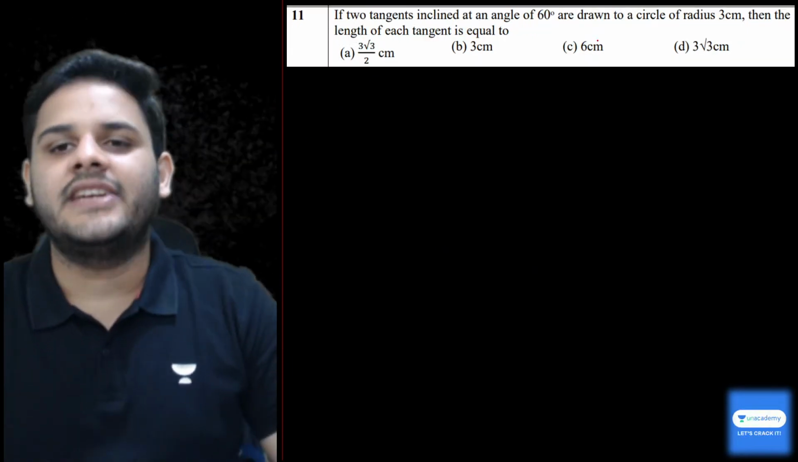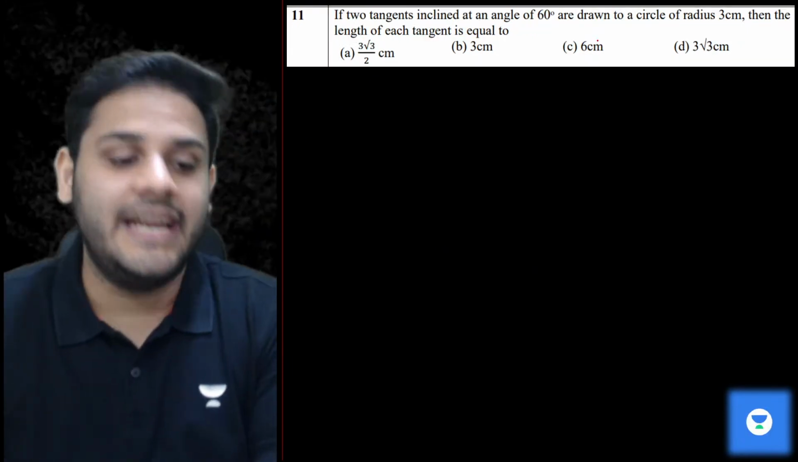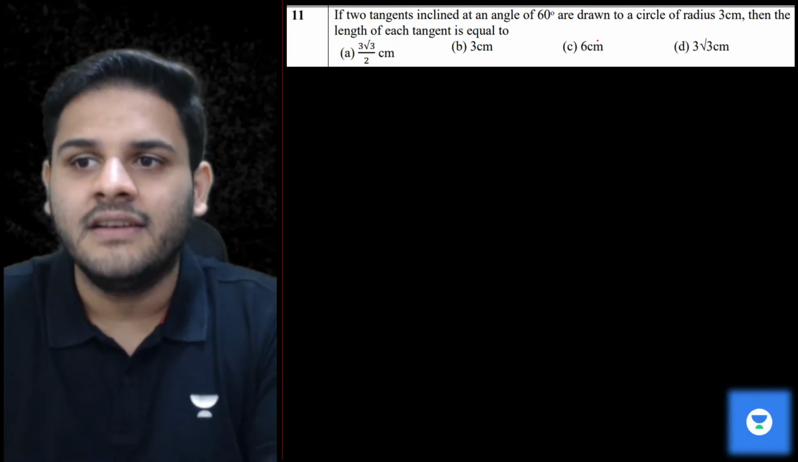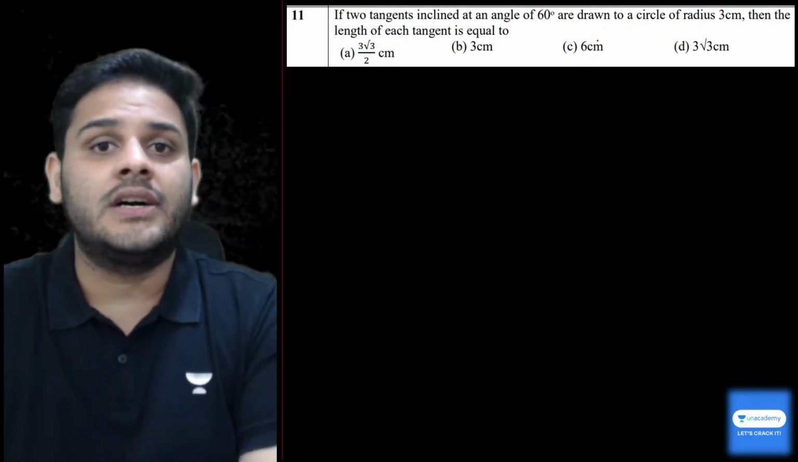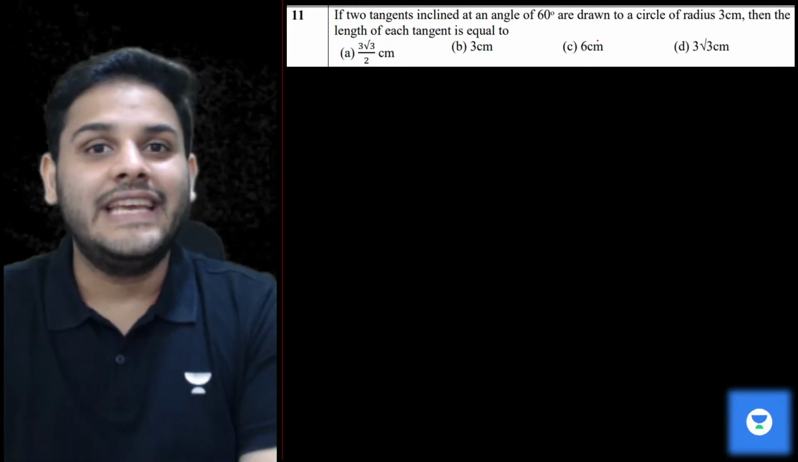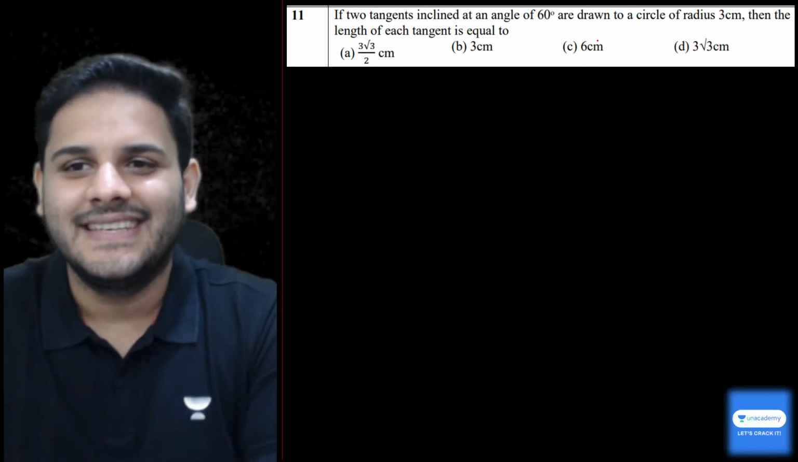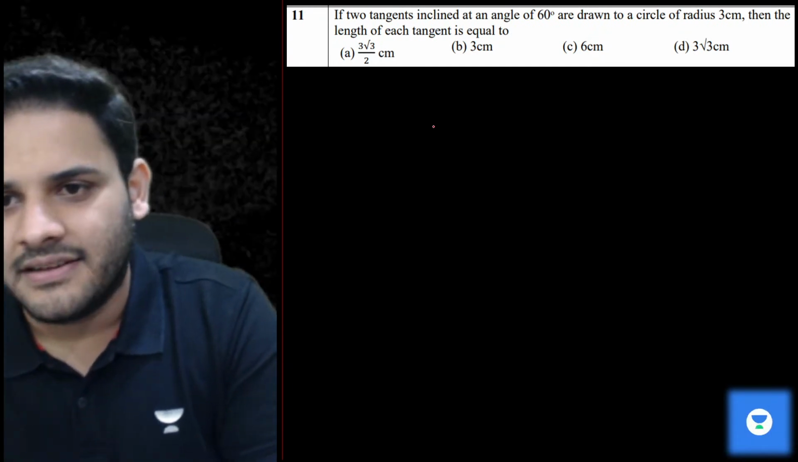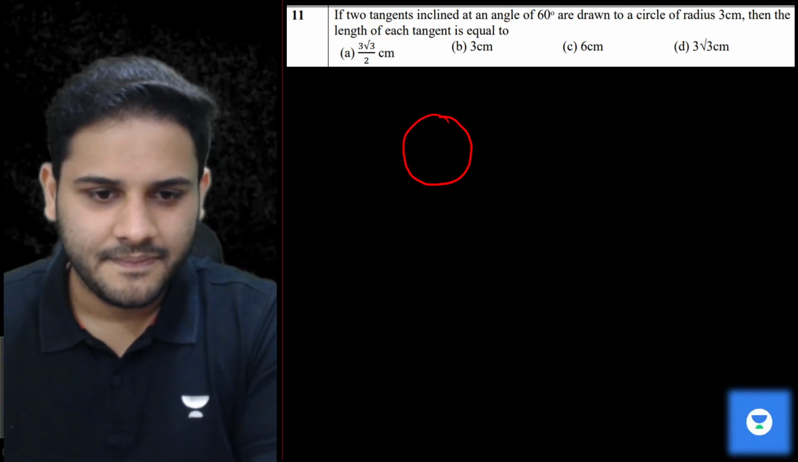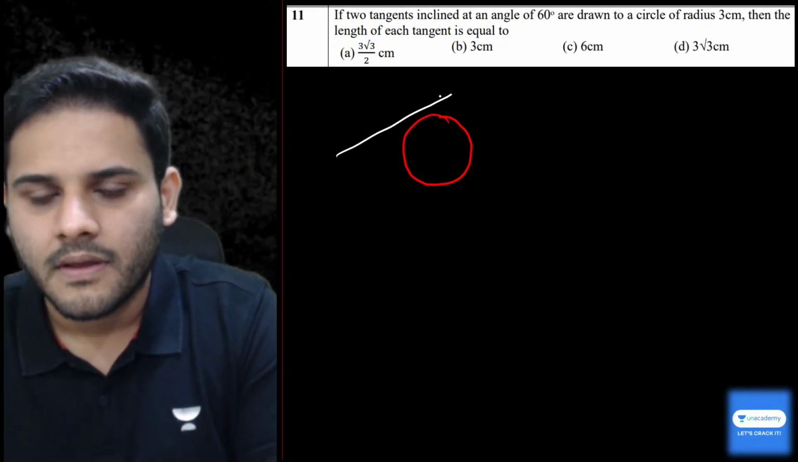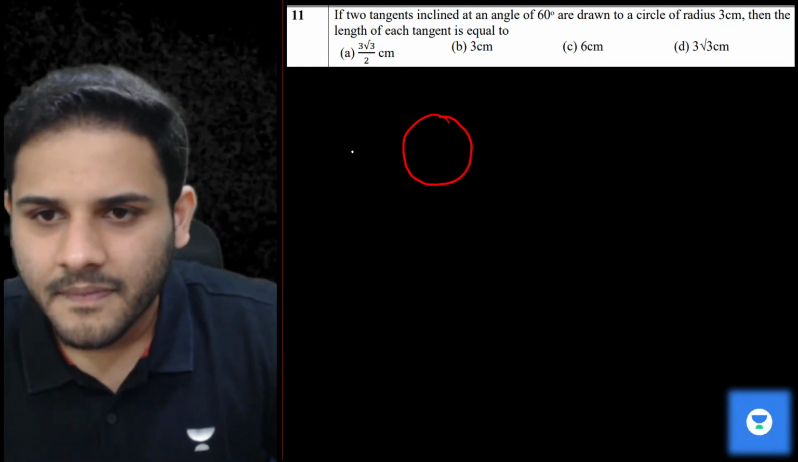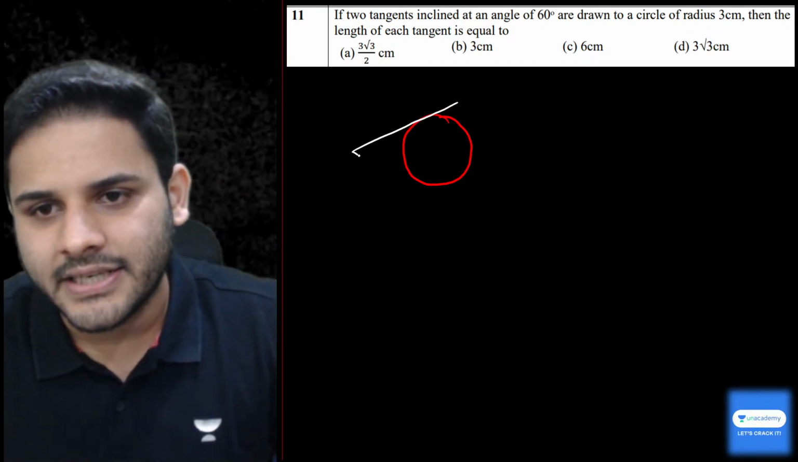The next question on your screens is from areas related to circles, people. If two tangents inclined at an angle of 60 degrees are drawn to a circle of radius 3 centimeters, then the length of each tangent is equal to what? If two tangents are inclined, so suppose guys, this is the circle. This is the tangents.